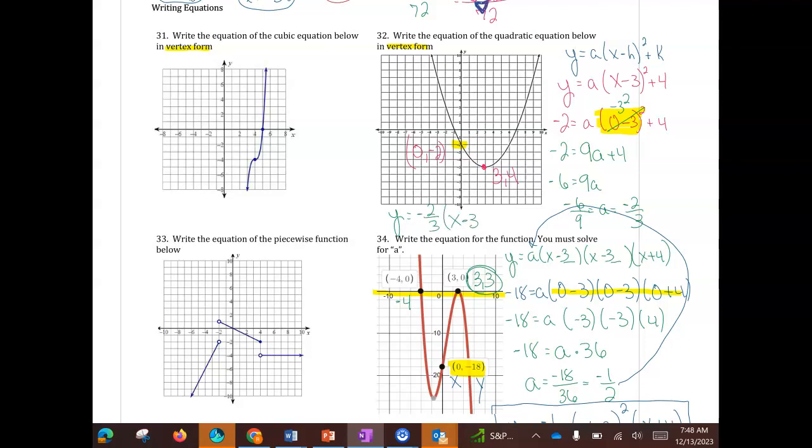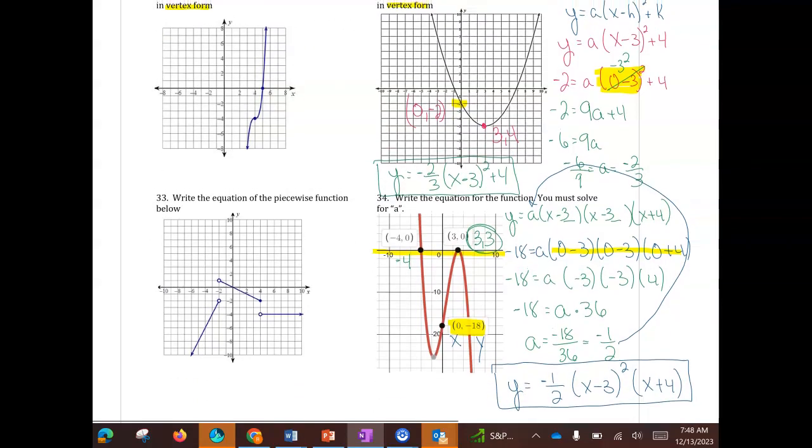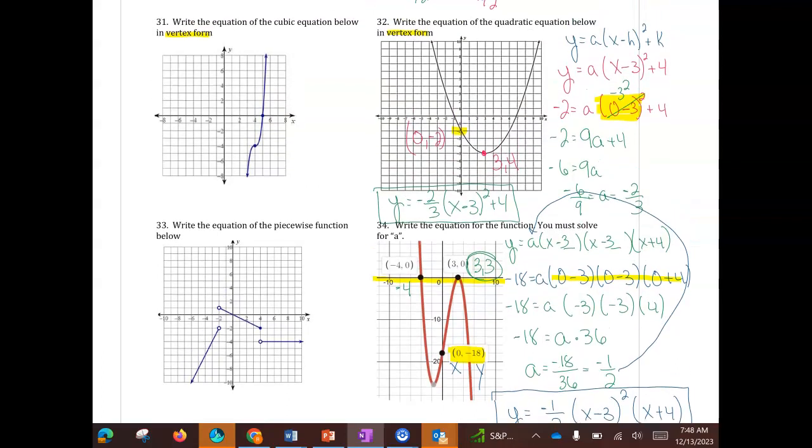And then the rest. So every time we write the equation, we want our final answer to have x and y in them, just like we did on 34. All right, next video, we'll finish up this page.